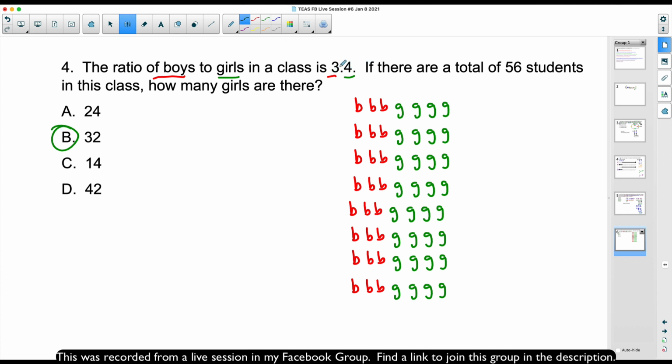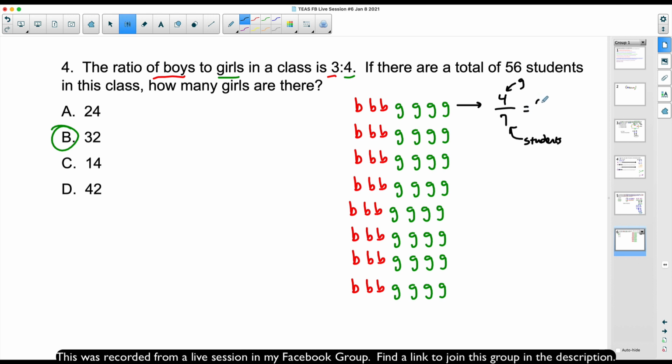Since this ratio here, 3 boys for every 4 girls, we can create this fraction from that. Now watch what I'm going to do here. 4 girls out of every 7 students. So now this ratio here that I'm creating is the number of girls compared to the total number of students. I'm not doing girls to boys. Now you might say, well, why did I do this? Because I'm trying to figure out how many girls there are out of a total number of 56 students.